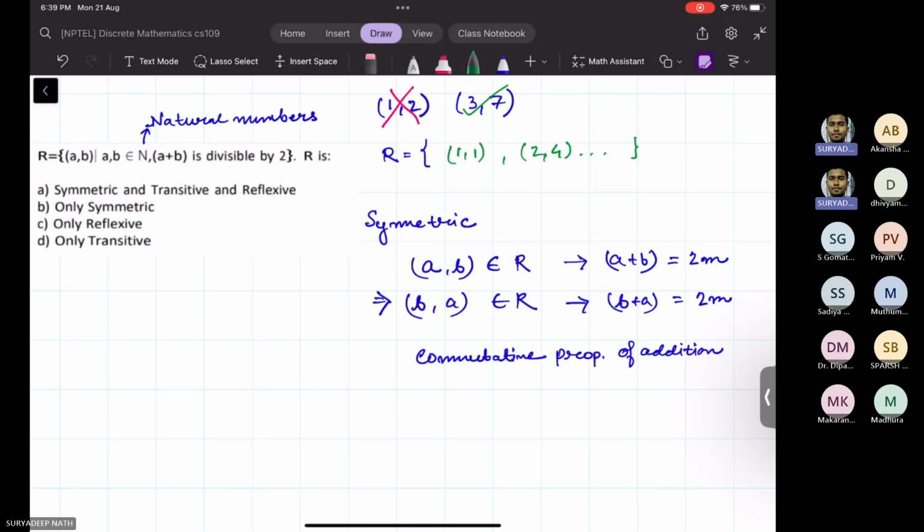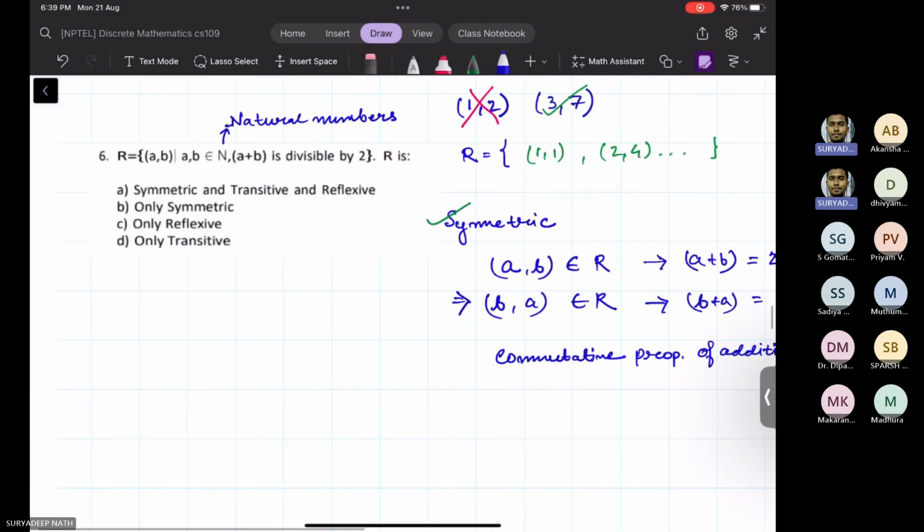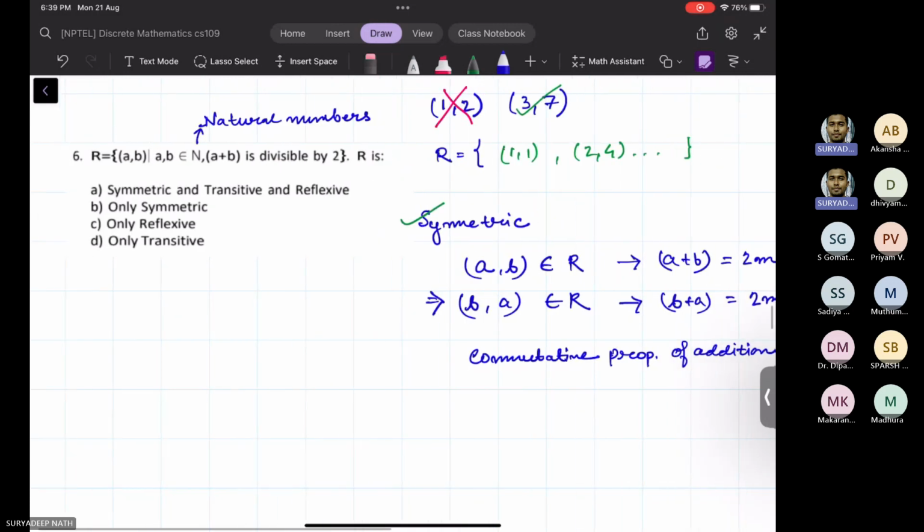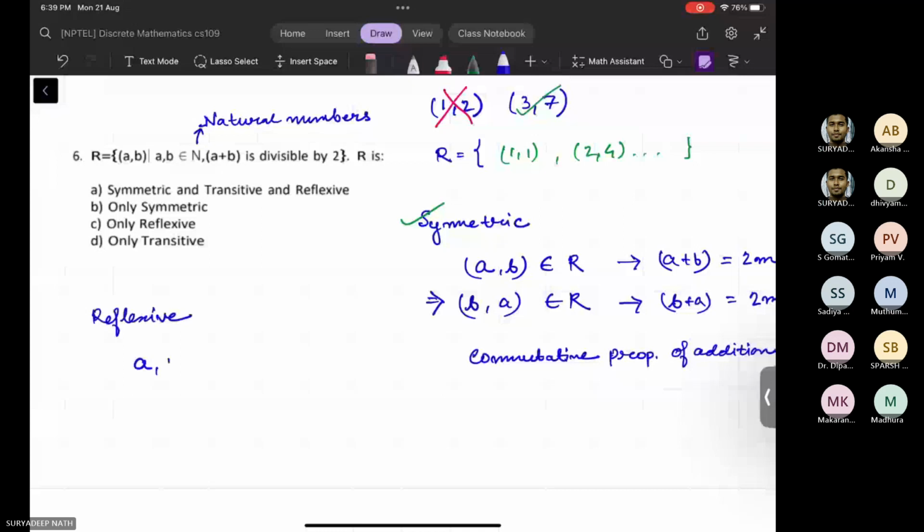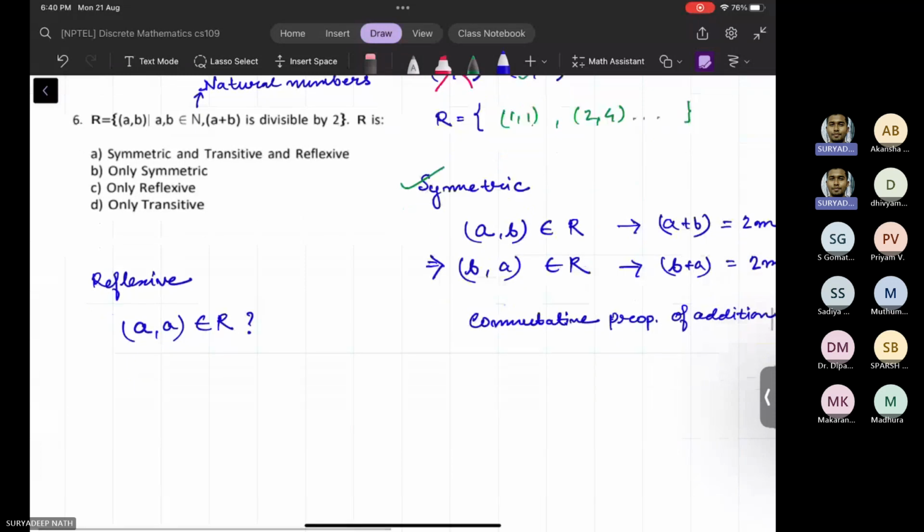So it is symmetric definitely. Now let us look at whether it is reflexive. By reflexive, we mean whether (A, A) belongs to R. What do you think, will (A, A) always belong to R or not? Can anyone say?